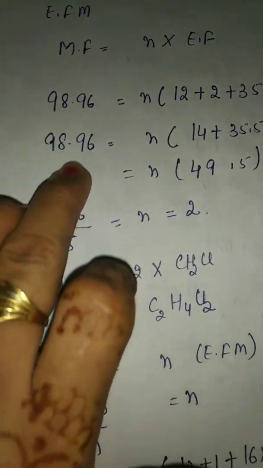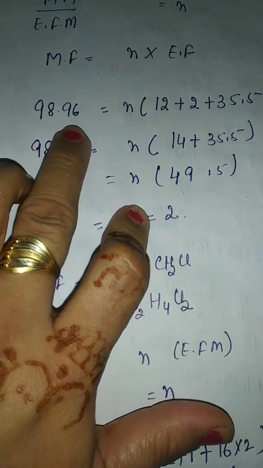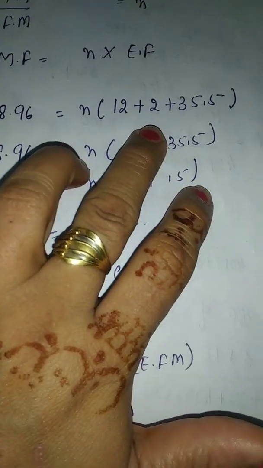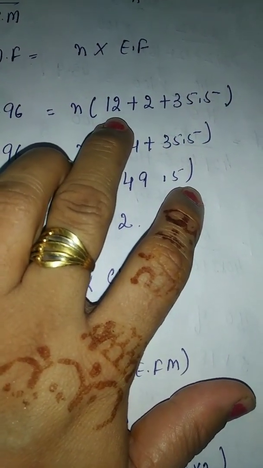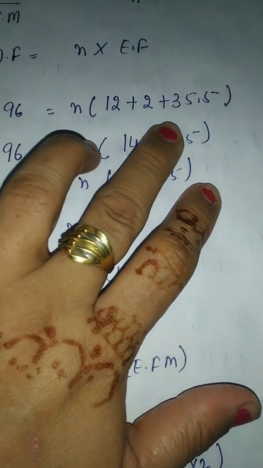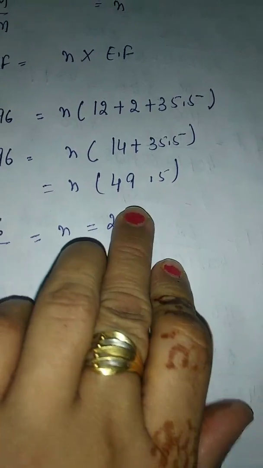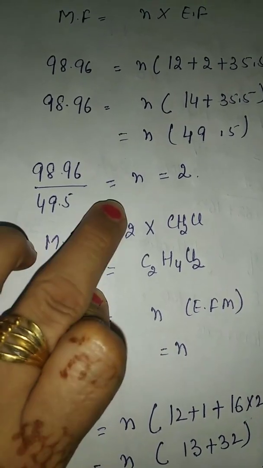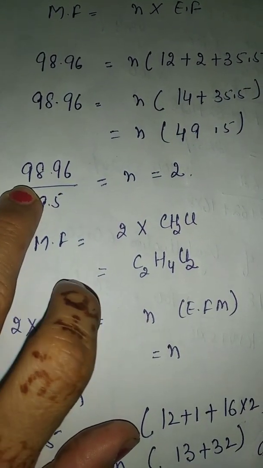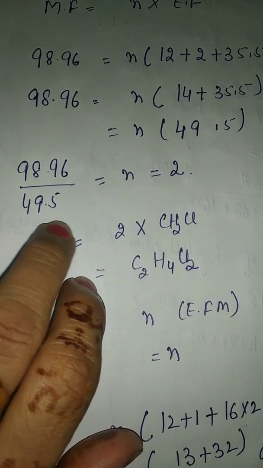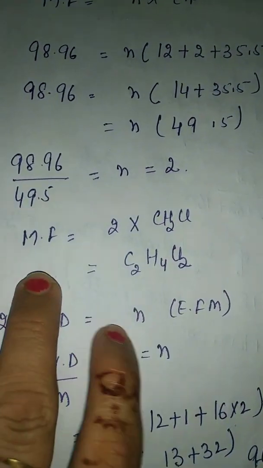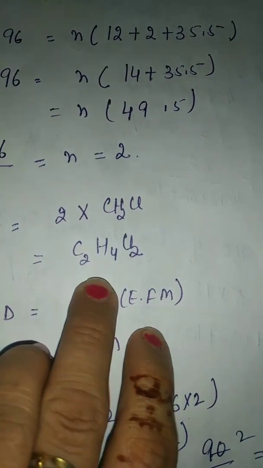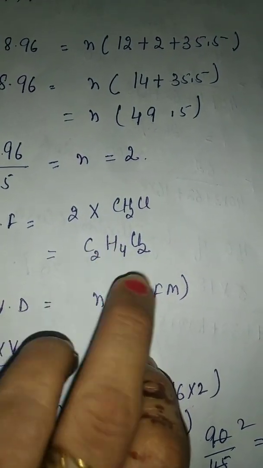Now listen students, the weight in the question is given to us, 98.96, as molecular mass. So it is equal to n into empirical formula weight. Mass of carbon is 12, hydrogen 2 atoms, so 2, plus chlorine 1 atom 35.5, and it comes out to be 49.5. So from here we will calculate the value of n. n will be equal to molecular mass 98.96 divided by 49.5, that is 2. So molecular formula will be equal to 2 multiplied by empirical formula CH2Cl, that is equal to C2H4Cl2.